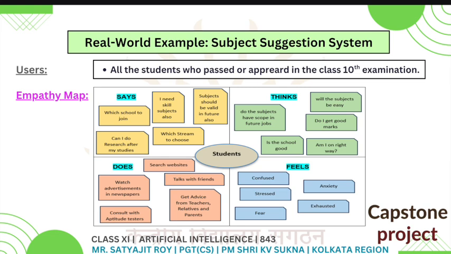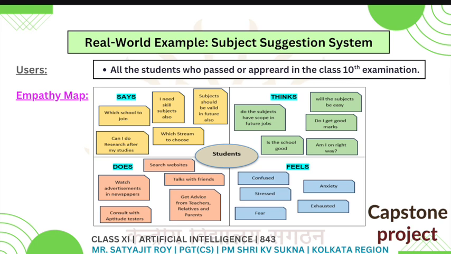This problem of selecting a stream starts as soon as you give the board examination. So even the students who have appeared are now thinking about what they are going to study, which college, or sorry, which institution they're going to study at. That is the case in most of the cases, and also for the students who pass the class 10 examination, right?